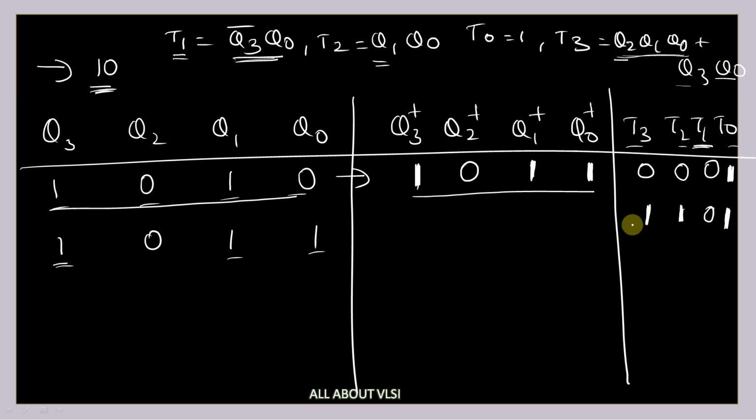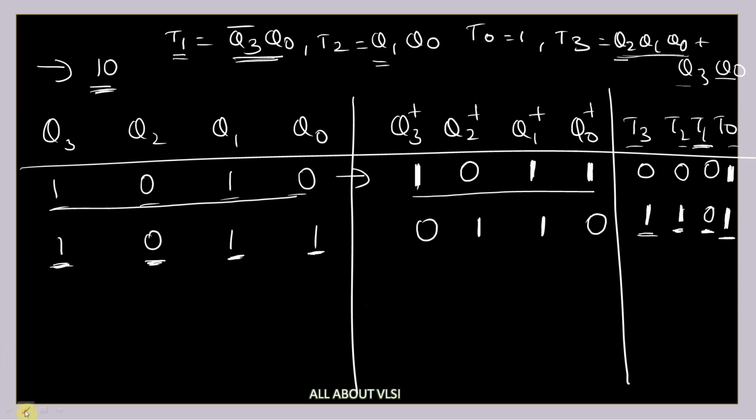So these are my T3, T2, T1 and T0 values. Now I am going to find out my next state. If my T0 is equal to 1 and my present state is equal to 1, then my next state is equal to 0. And if my T1 is equal to 0 and my present state is equal to 1, then the next state is a hold state, that is 1 itself. And if T2 is equal to 1 and Q2 is equal to 0, then my next state is equal to 1. And if my T3 is equal to 1 and my present state is equal to 1, then my next state is equal to 0 complement.